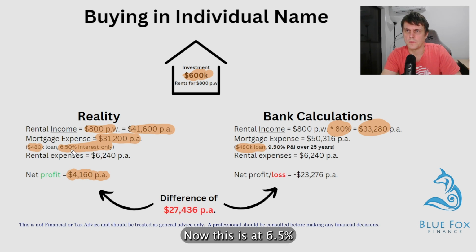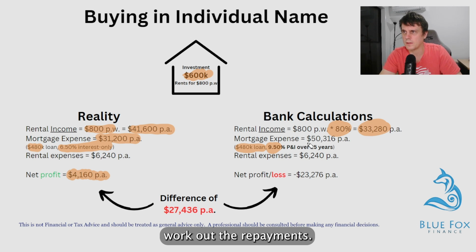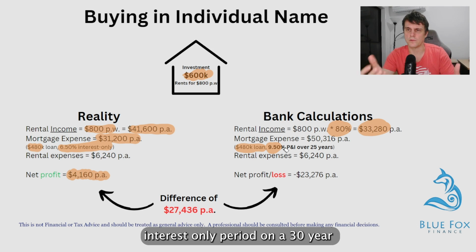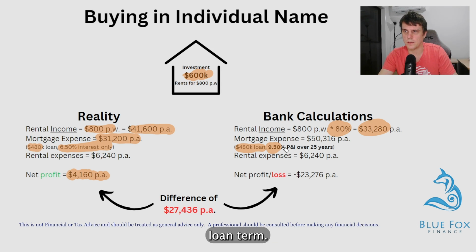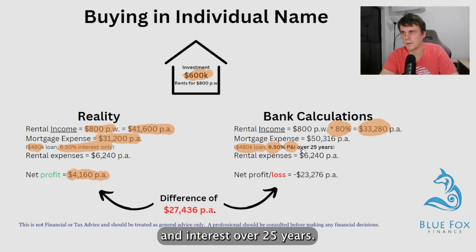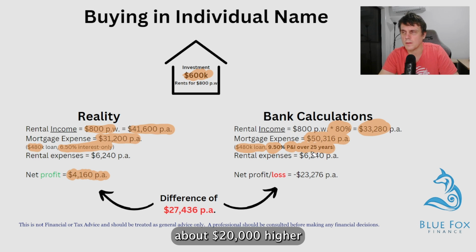Now, this was at 6.5. They're going to buffer it to 9.5, work out the new payments, and we were also interest only, they're going to look at your 5-year interest only period on a 30-year loan term, and they're going to say once that 5-year period is over, you're going to be on a 25-year P&I term. So they'll do 9.5% principal and interest over 25 years. And that makes your mortgage expenses, per their calculations, about $20,000 higher at $50,000 a year.